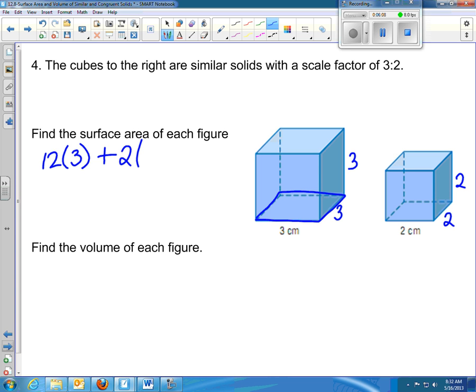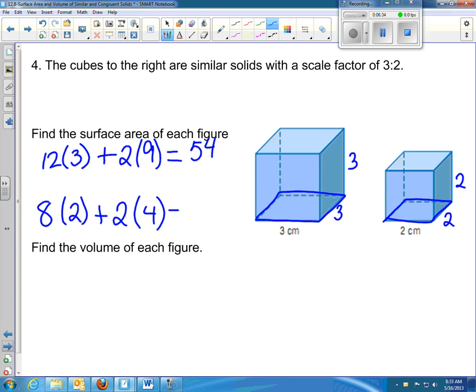Well, length times width, 3 times 3 gives me 9. Go ahead and plug and chug that on your calculator. And we get 54. All right, now let's do the smaller cube. So again, let's just use this here as our base. So the perimeter of our base is 8, and our height is 2. Plus, we have 2 base areas. 2 times 2 gives us 4. So we end up with 24.